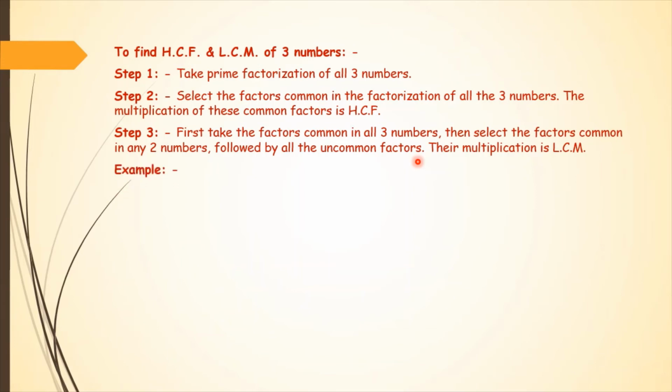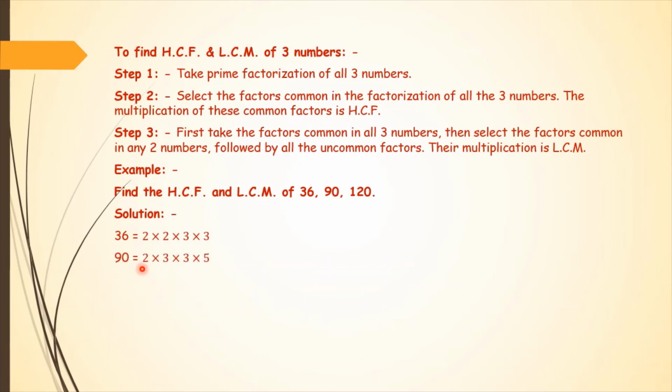So we will implement this method for the numbers 36, 90 and 120. We will try to find out HCF and LCM of these three numbers. First, we will list down the prime factors of 36. 36 we can write as product of 2, 2, 3 and 3. 90 we can write as product of 2, 3, 3 and 5. 120 we can write as 2 into 2 into 2 into 3 into 5.